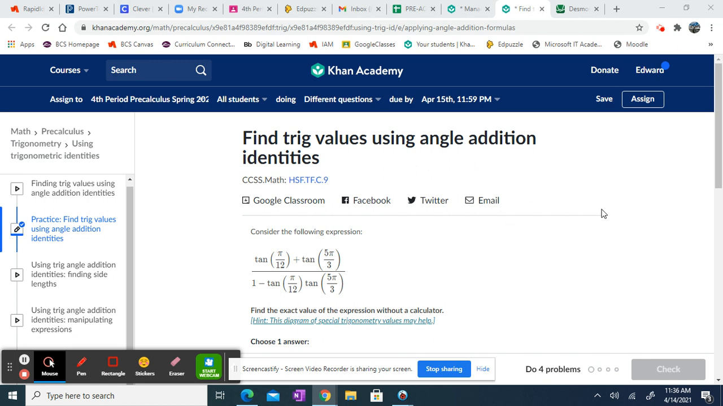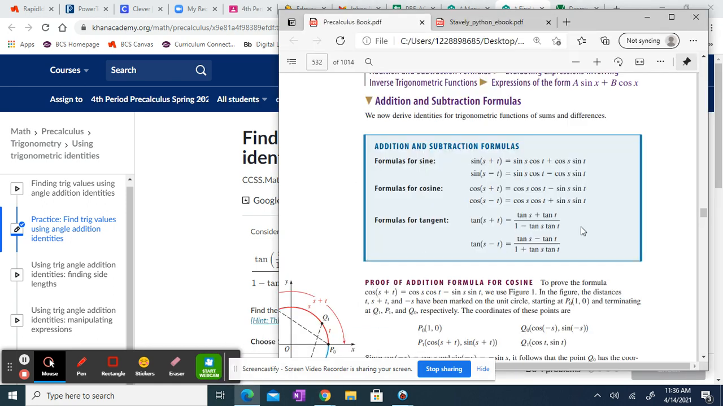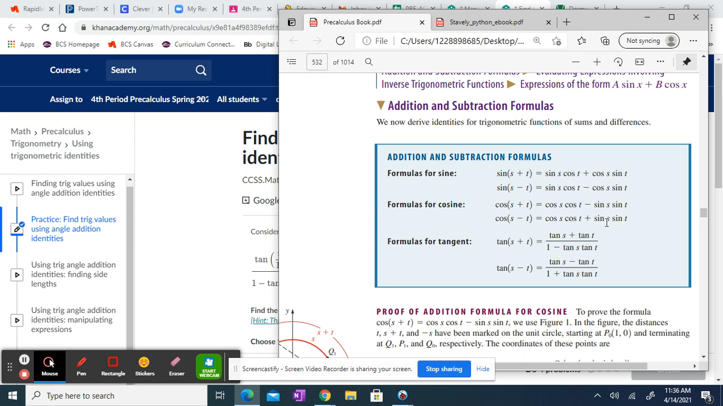The angle addition identities are in your book on page 500. It's these right here. If you want to pause the video and copy those down, you need to have those probably on your unit circle sheet. It would be a good place to copy those down on the back or something. Before you do this assignment, you want to have access to these formulas right here.